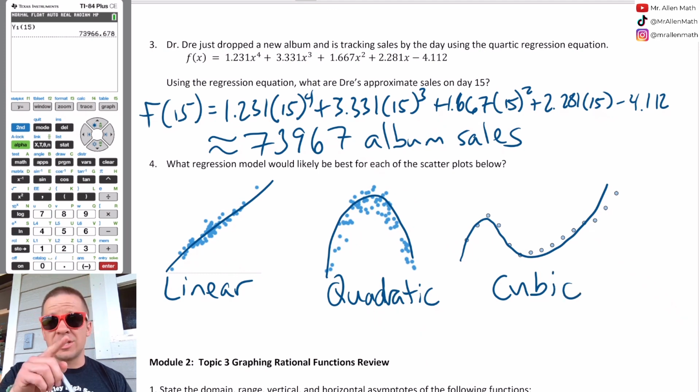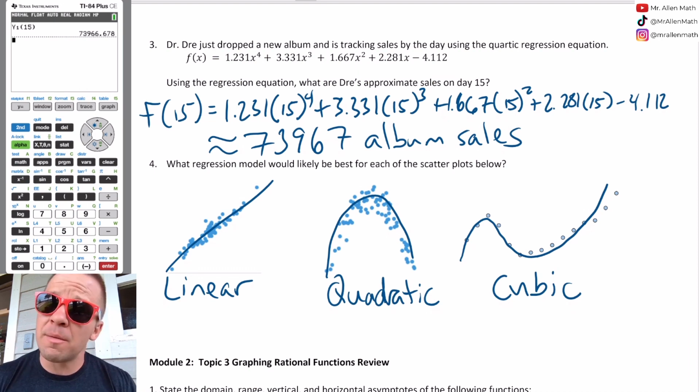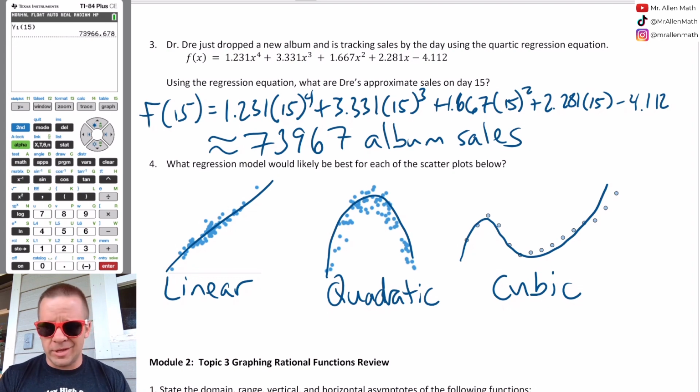And now if it was in like a W shape or an M shape, then we could say quartic, right? And then so on and so forth. So we're just trying to really just match them there. That's not saying that it's going to necessarily be the best model, but based on these particular scatter plots, what do we think might be best? And that would be a good estimate right there.